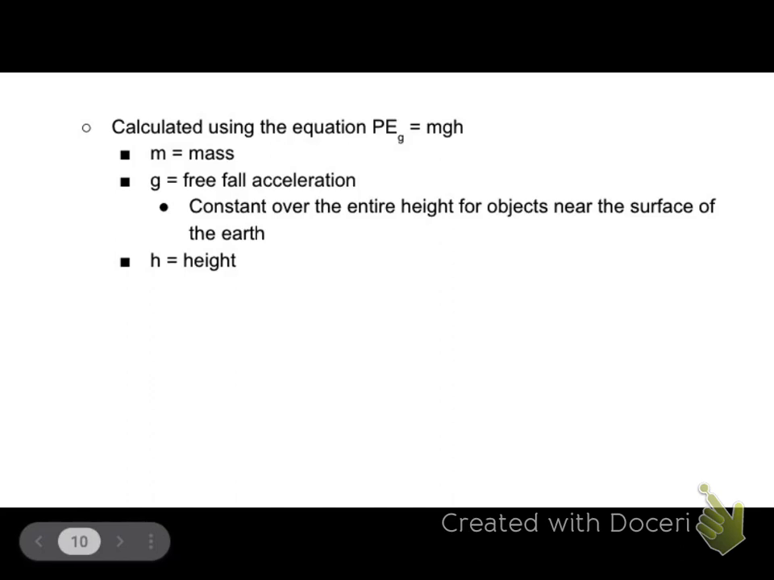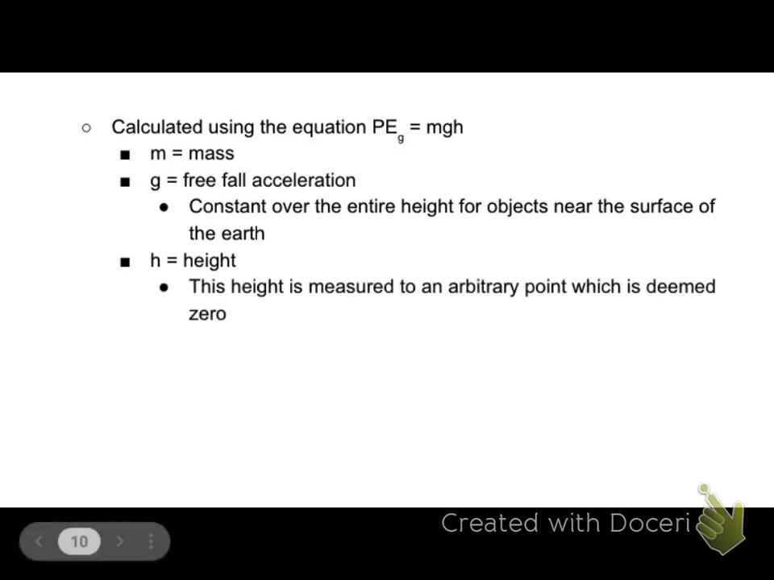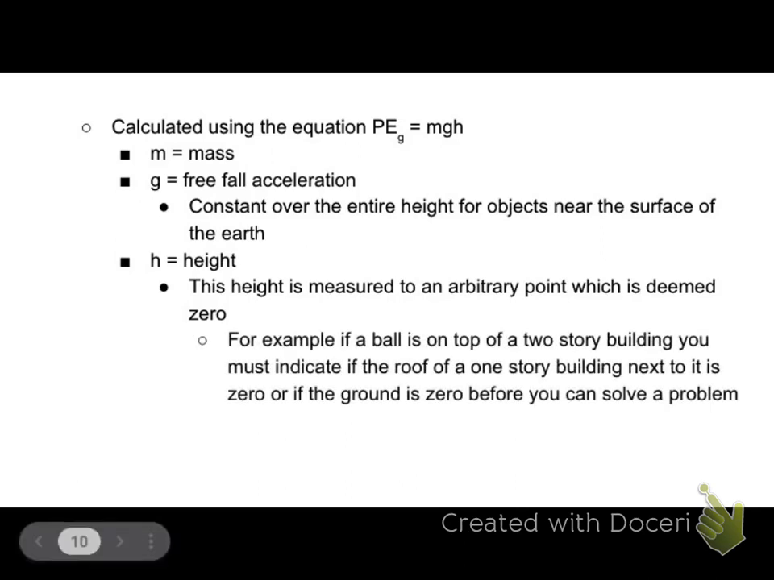And this is where it's going to become important that you define your height. Your height is measured to an arbitrary point that we would call your 0 point. Your 0 is going to be the point at which you say that object no longer has potential energy. So let's say we have a 2-story building next to a 1-story building, and then we have the surface of the ground.